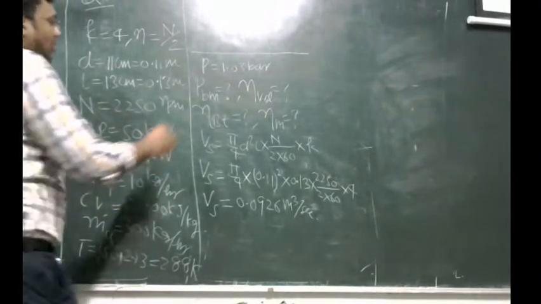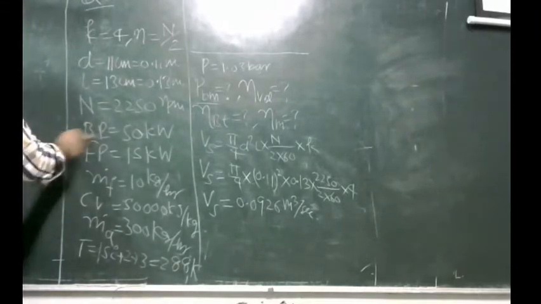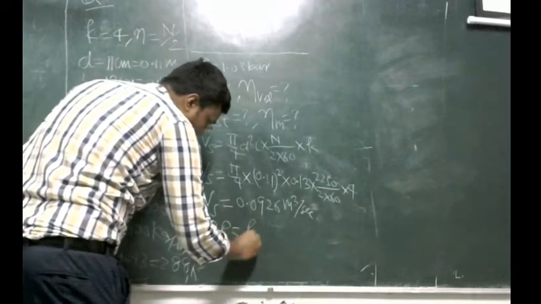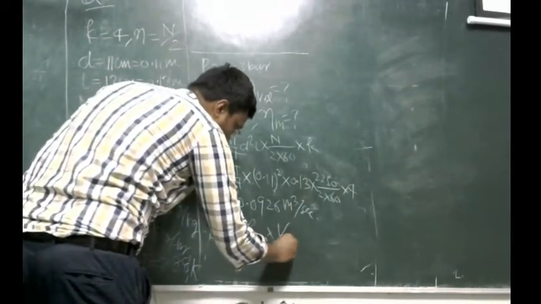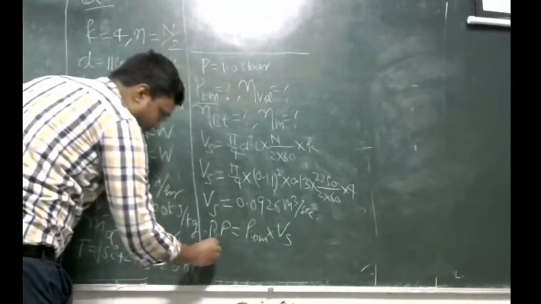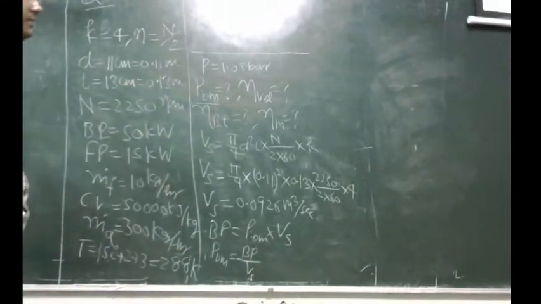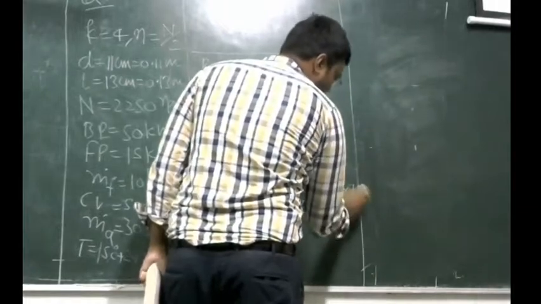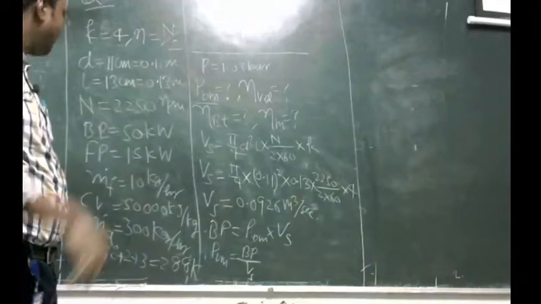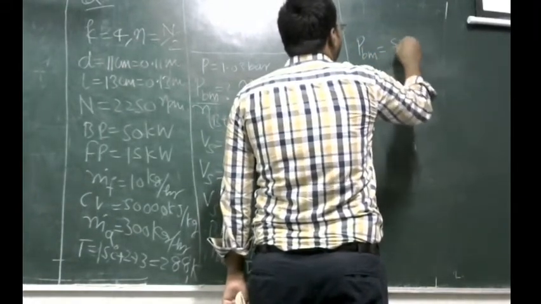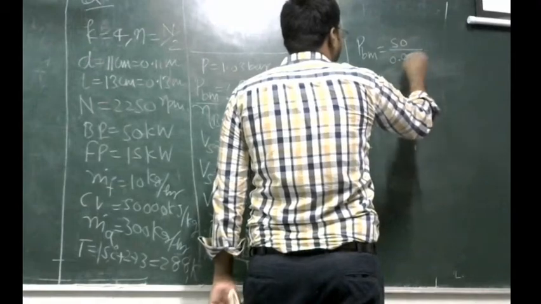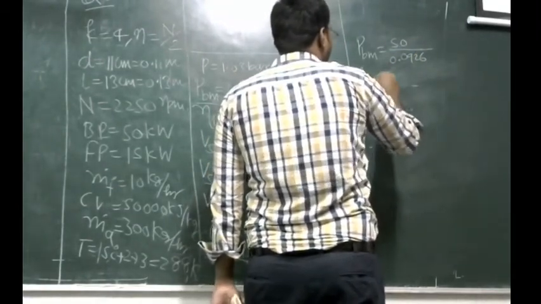Now we have to calculate the value of brake mean effective pressure first. We know the formula: brake power is equal to brake mean effective pressure BMEP into Vs. So from here we can calculate BMEP equal to brake power by Vs. Here the value of brake power is 50 kilowatt, divided by Vs equal to 0.0926.